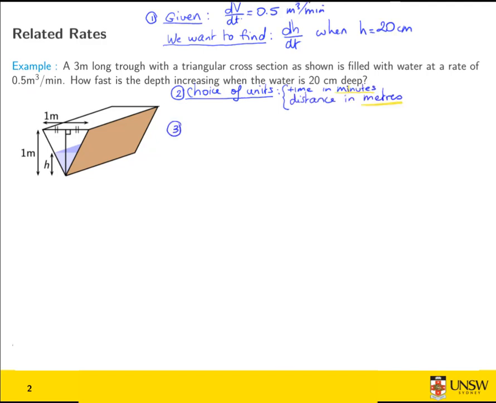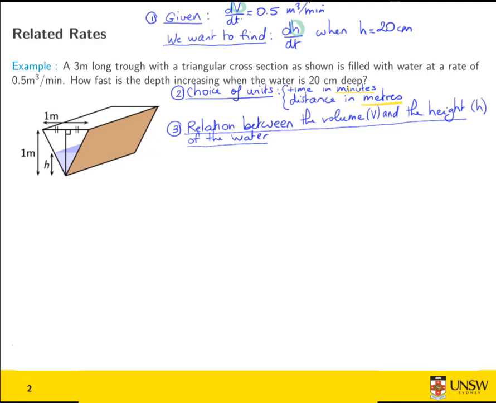Step 3 will be to find the relation between the variables of interest. But what are the variables of interest? Well, the one that's given, so that's your volume, and the one you want to find. So we're looking for a relationship between the volume and the height.